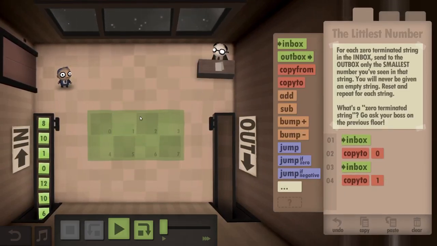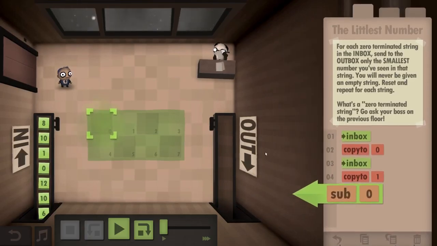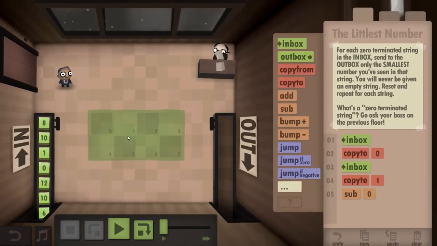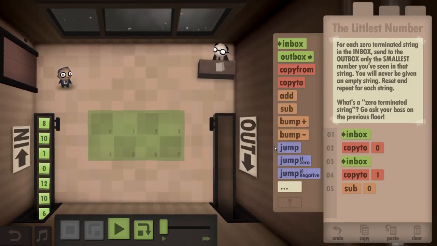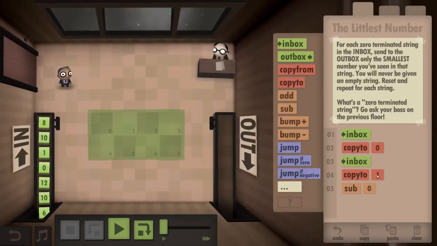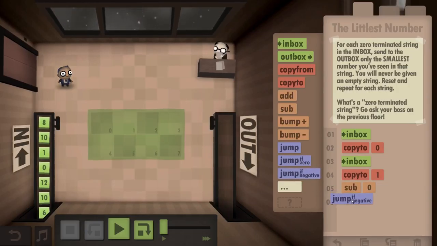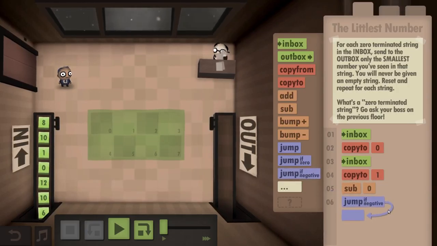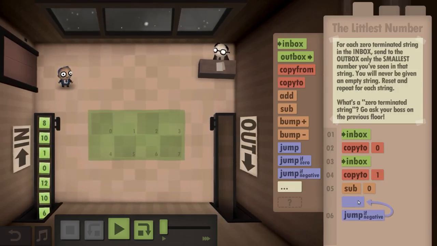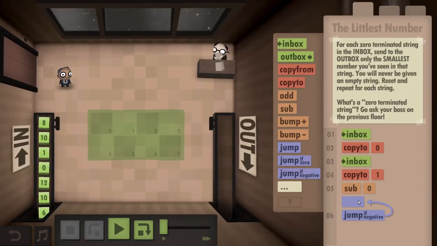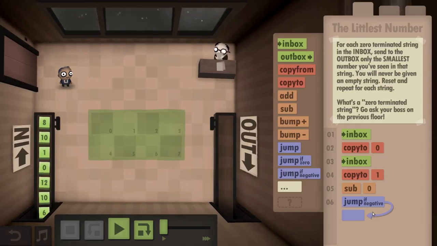All right. Take a number from the inbox, copy it to 0. Take a number from the inbox. Copy it to 1. Now we have both numbers from the inbox. Savvy? Subtract 1 from 0. Actually, it's 0 from 1. It's the floor from what you're holding. So I'm subtracting 0 from 1.